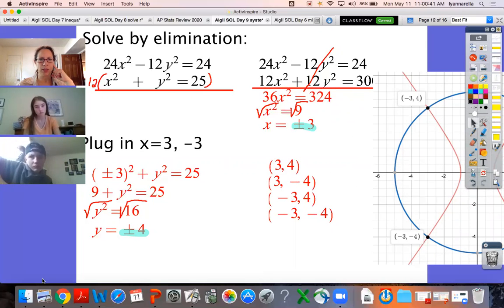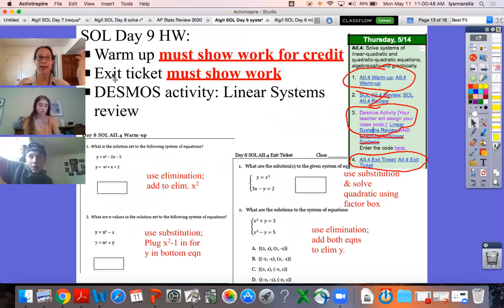You have to actually show me this kind of work. That's the whole point to this, is to make sure you guys understand the skills behind it, not how to use a calculator. Yes, we're done. Okay. The warm-up, you have to show your work for credit again, and that means show me elimination or substitution. And the exit ticket, same thing.